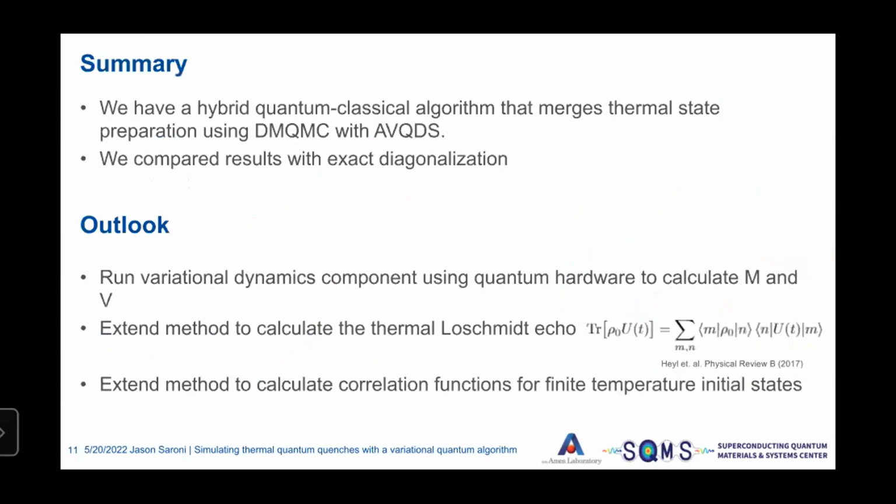Okay, so the summary is that we have a hybrid algorithm that performs thermal state preparation using DMQMC and ABQDS, and we compared results to exact diagonalization. And we can further do more of implementing on a quantum device by calculating the M matrix and V vector, and also find global phase dependent quantities like the thermal or Loschmidt echo, and extend to calculating correlation functions at finite temperature. Sorry, I couldn't share my video because the internet is not very good, but I'll take any questions. Thanks.